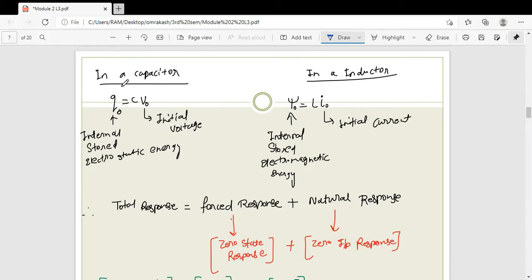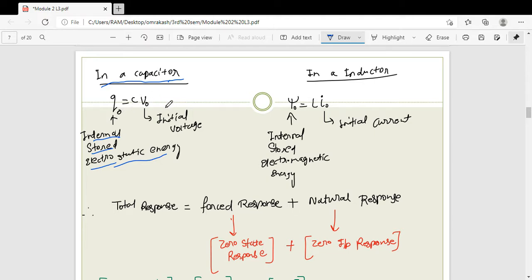Now this is a basic element, meaning charge. A capacitor stores energy in the form of charge, right? It is called internal stored electrostatic energy. Now how to calculate it? This is the initial condition.